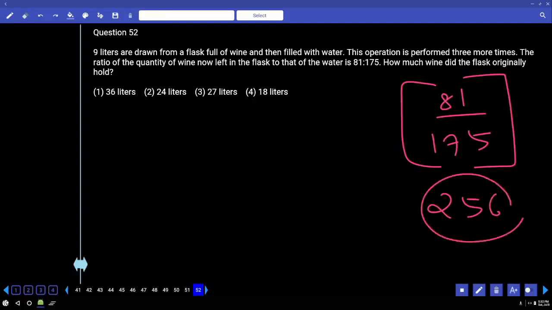What is the total quantity? 256 liters. So which one of the following is the factor of 256? 36, 256, 36 becomes a factor. Does 18 work? 18 doesn't, 24 does.